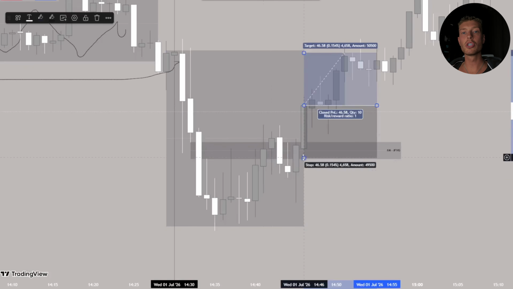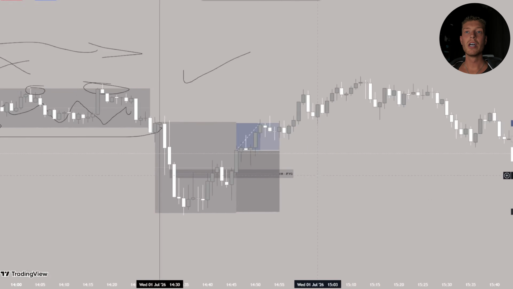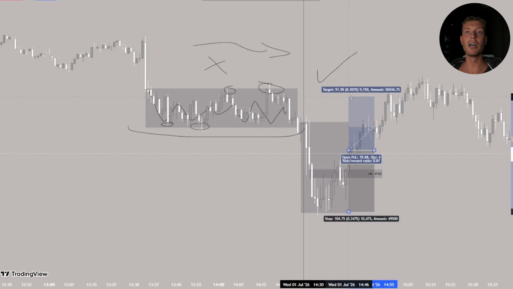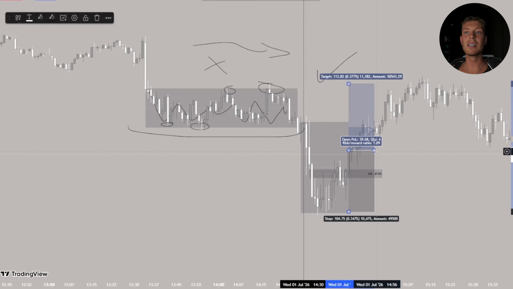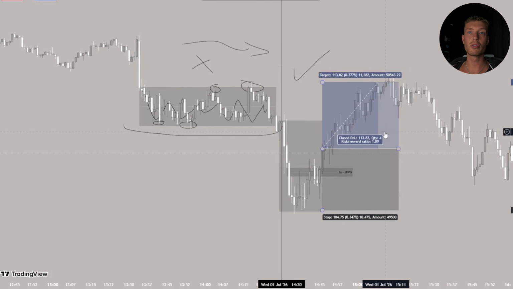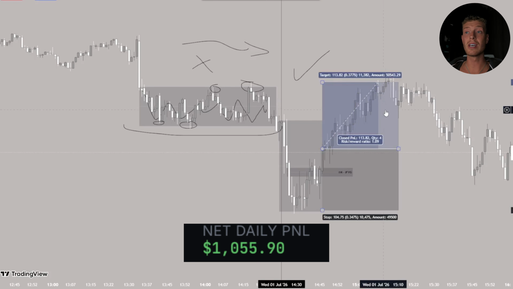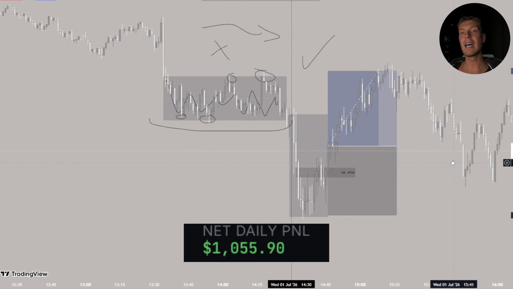I had my stop loss just below the lows here, and then my take profit just above this area of the highs. So as you can see, we had a super clean and easy 1-to-1 risk to reward ratio trade. And I'll just put that screenshot on the screen now so you can see proof of concept of the entries that we do take every single day.